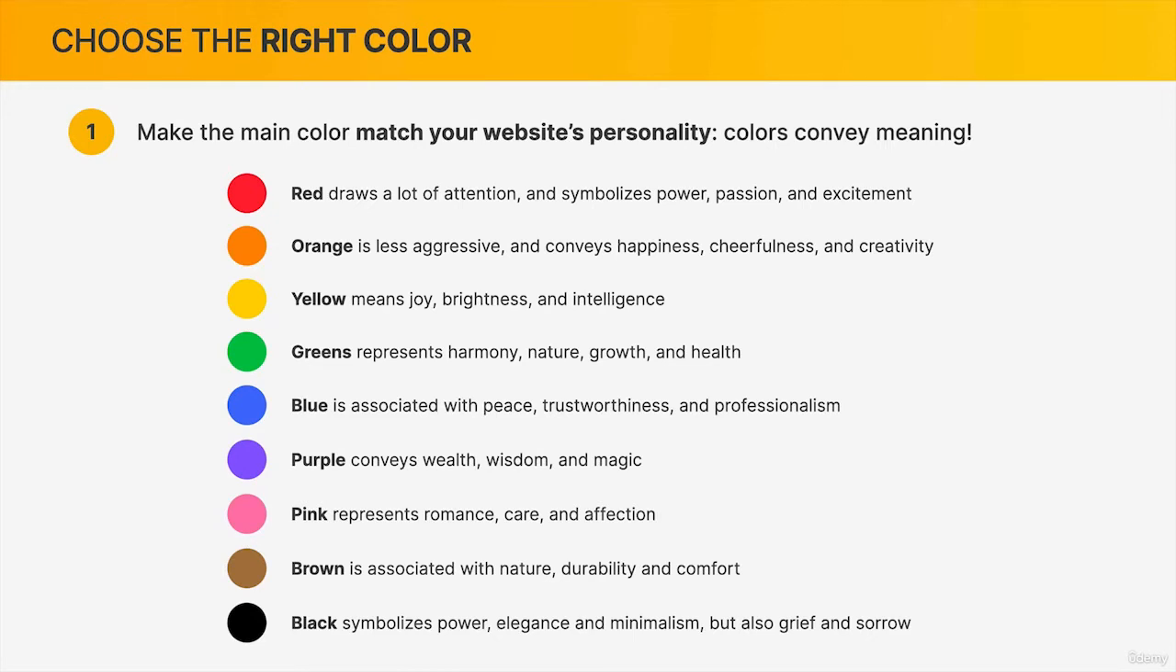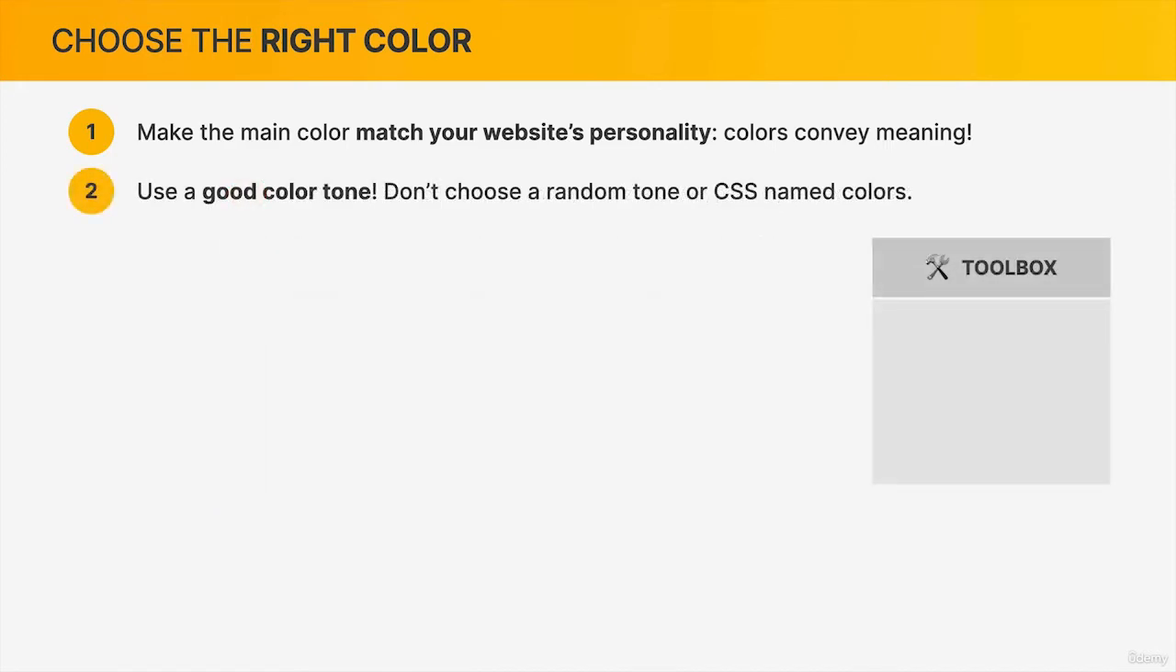So black is a difficult color to use, and many times for beginners, it is probably not the best color to choose. Okay, and once you choose your base color, basically, you need to make sure that you use a good color tone. So for example, don't just go into your VS Code color picker and choose a random tone there, or even worse, use one of the CSS named colors.